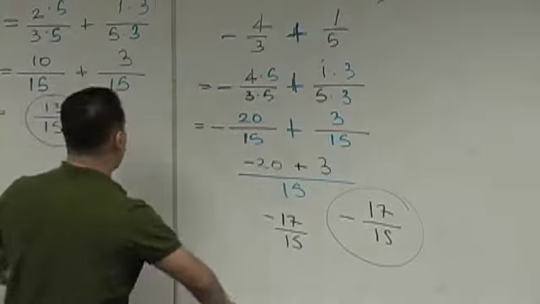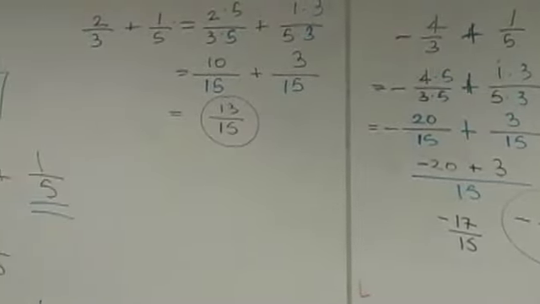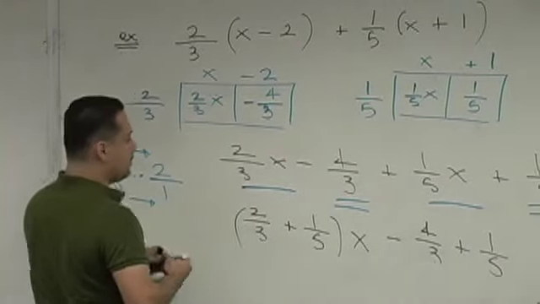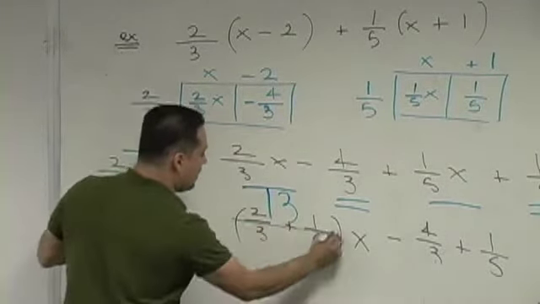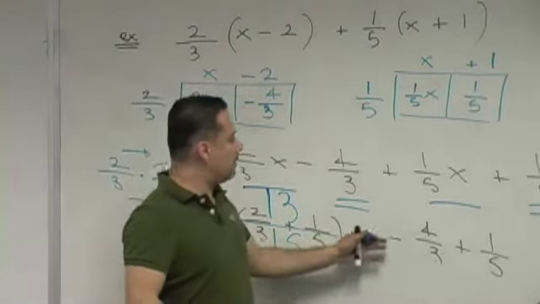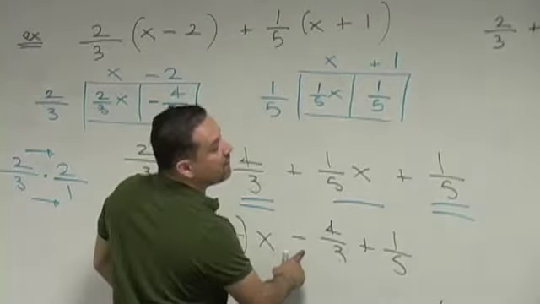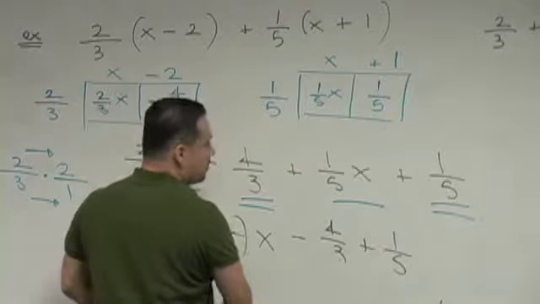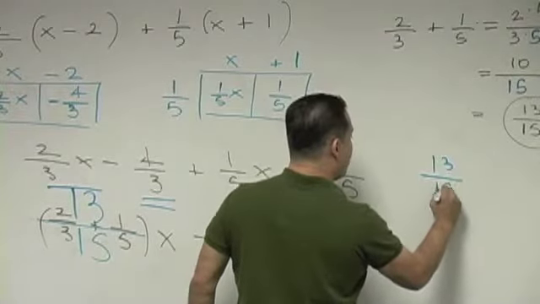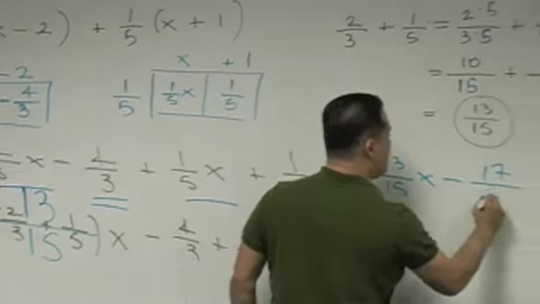Moral of the story is, let's write it down as your final answer. This number is what? 13 over what? 15. 13 over 15x minus, this is going to be the negative 17 over 15. So let me just write it here, I guess. It's going to be 13 over 15x minus 17 over your 15.